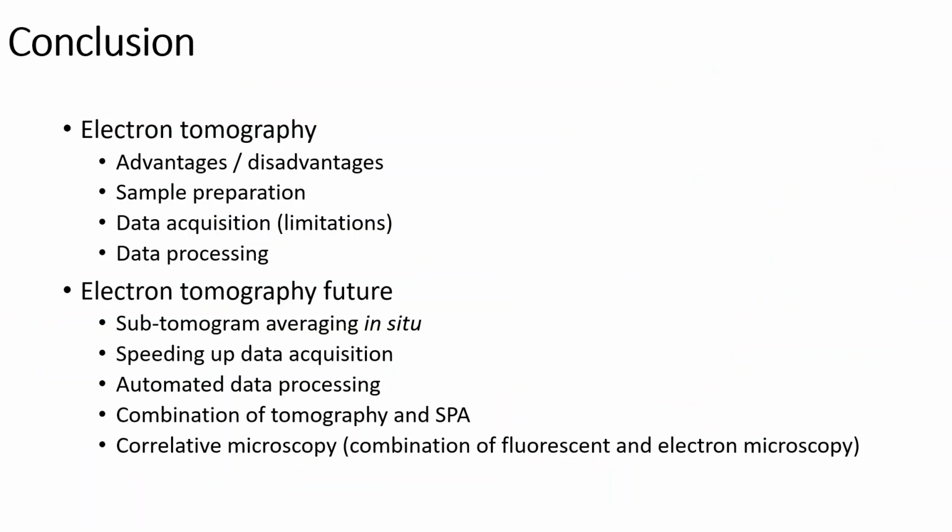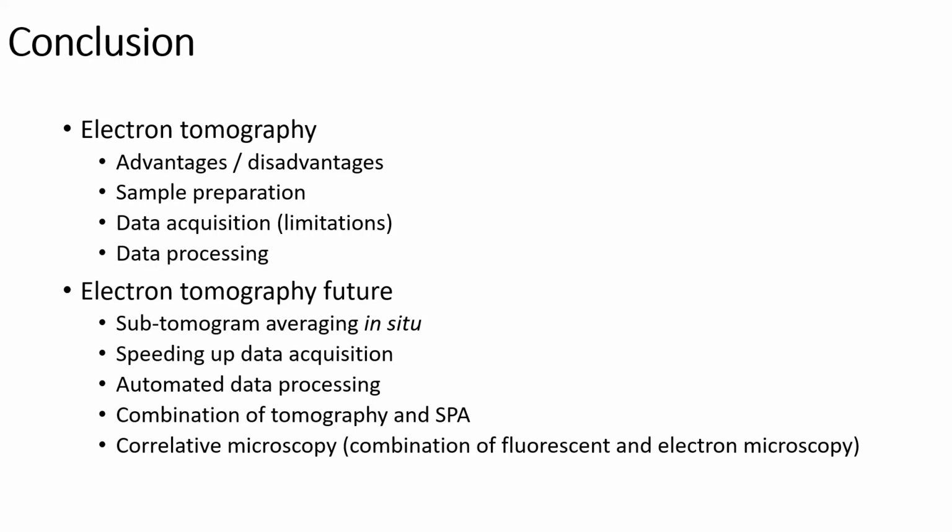So we are getting to the conclusion of our lecture. We talked about electron tomography, its advantages and disadvantages, why it's good and why it's sometimes not feasible to do electron tomography. We touched a little bit on the sample preparation, which of course is needed for electron tomography, as we need an electron transparent sample. We talked about how data acquisition needs to be properly set up. We touched on the data processing, including the sub-tomogram averaging.